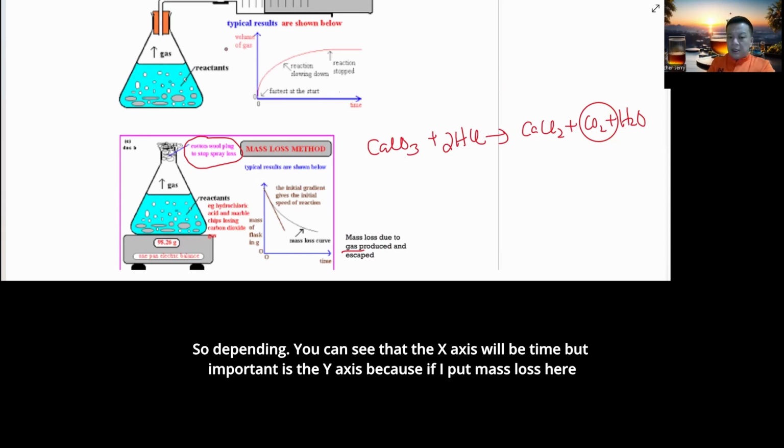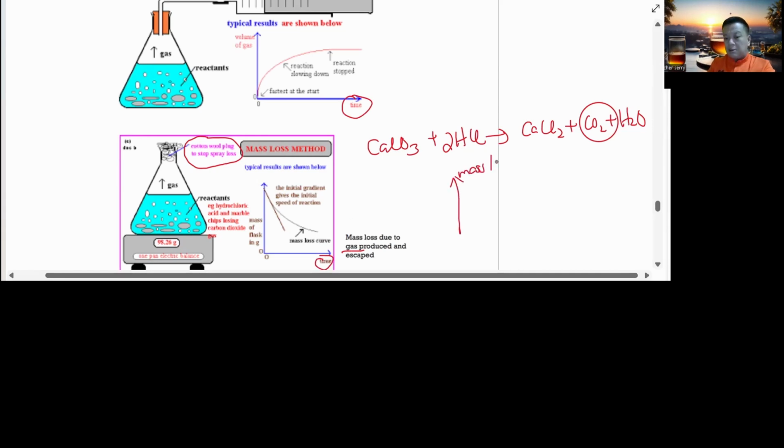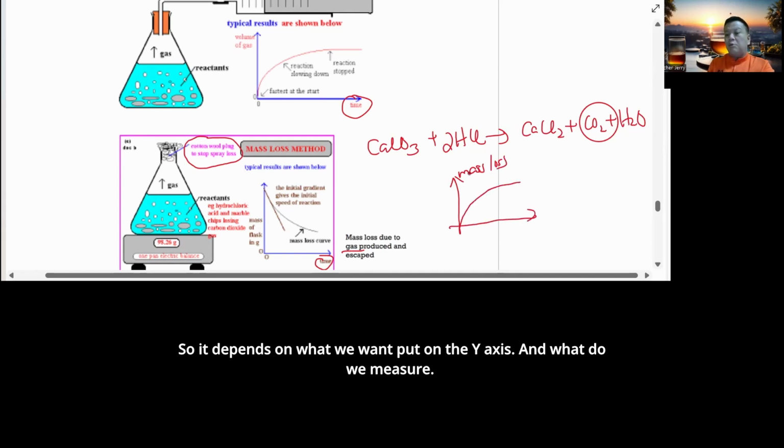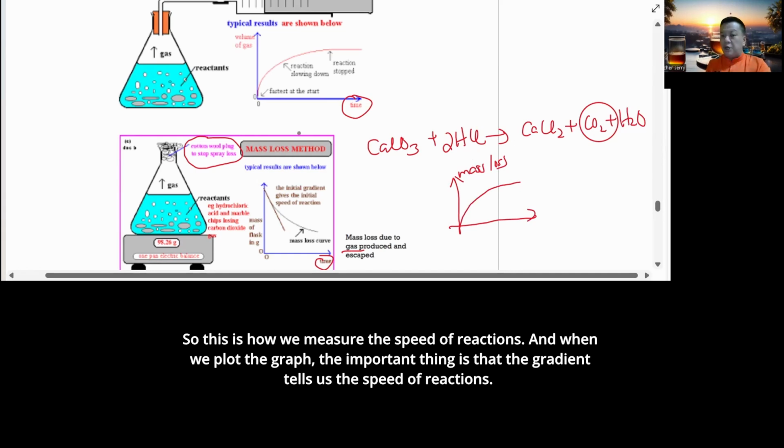So depending, you can see that the x-axis will be time, but the important thing is the y-axis, because if I put mass loss here, okay, then the graph will be looking like this. So it depends on what we want to put at the y-axis and what we measure, right? So this is how we measure the speed of reaction.